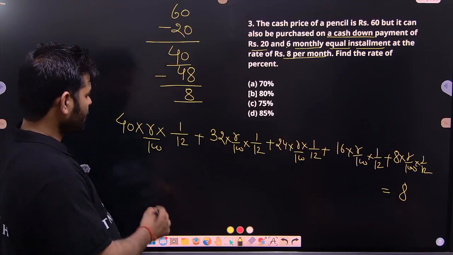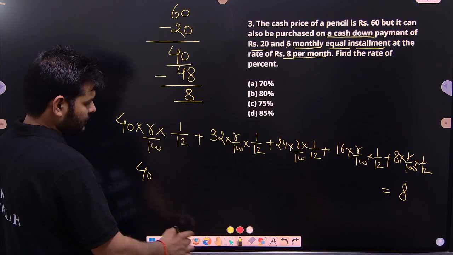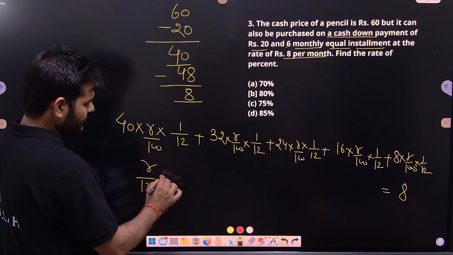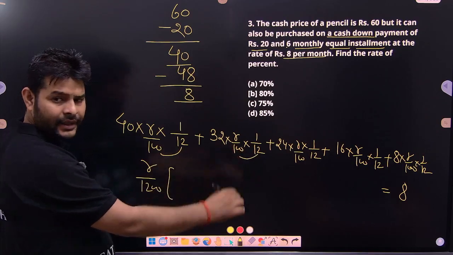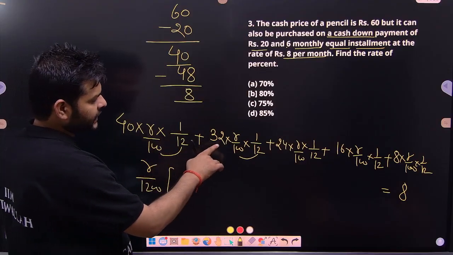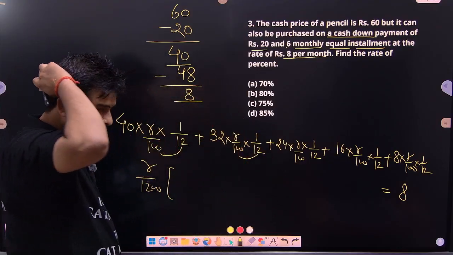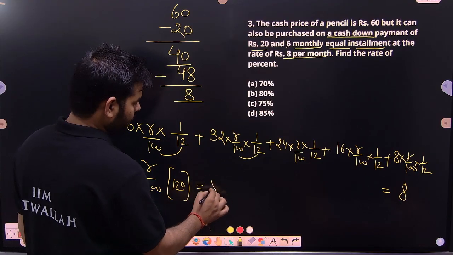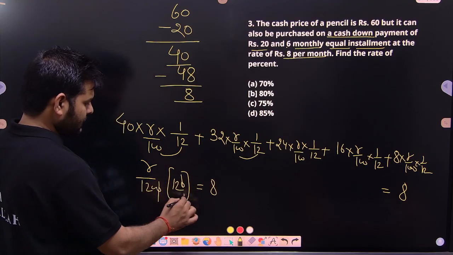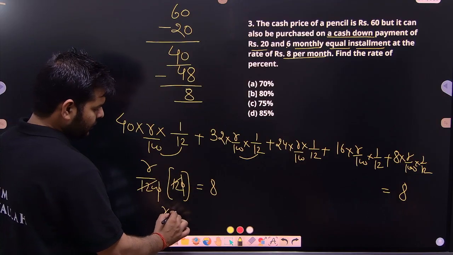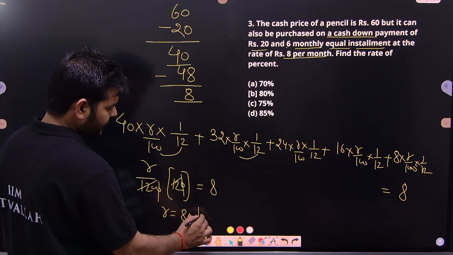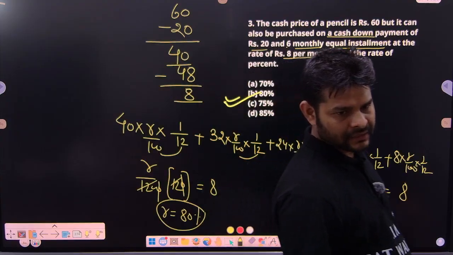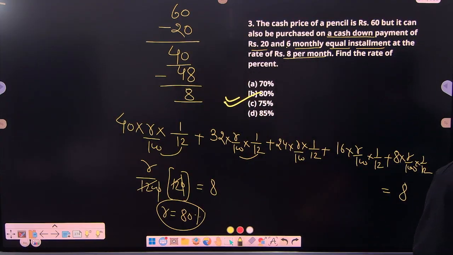So from here you will get the common value R upon 1200. The values would be 40, 32, 24. You will add, you will get 120. And that would be your 8. So from here you will get R is equal to 80%. So basically the rate of interest that was imposed on us was 8%.